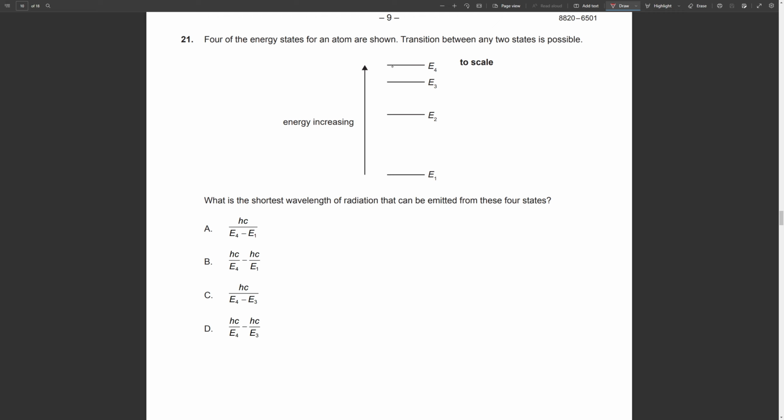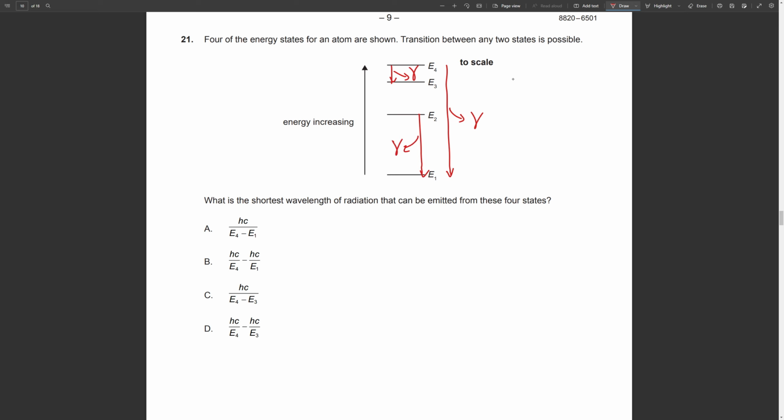For instance, it could be moving from E4 to E3, it could be moving from E2 to E1, or it could be moving across multiple levels. It could be starting from E4 down to E1 directly. And whatever the excitation you see, there must be an energy release to the surrounding by emitting a photon. A photon, which means a radiation.